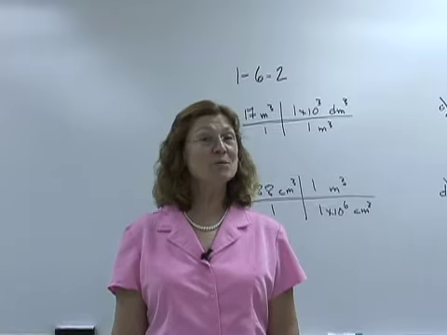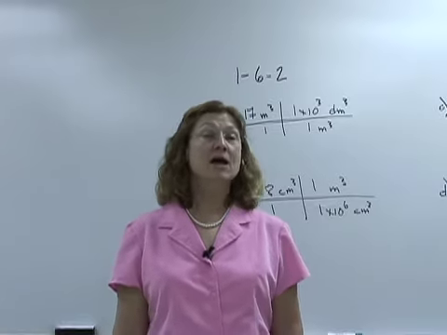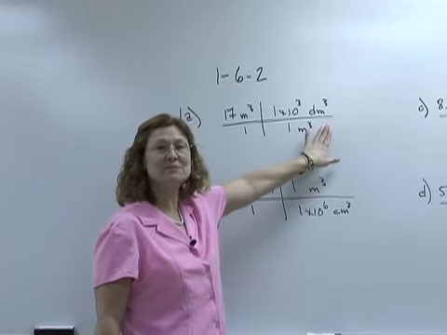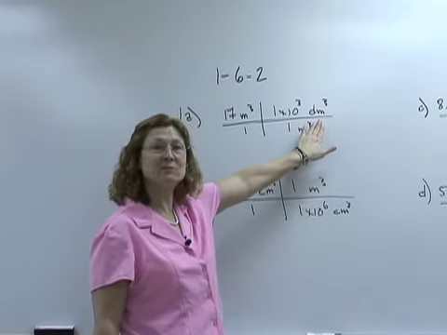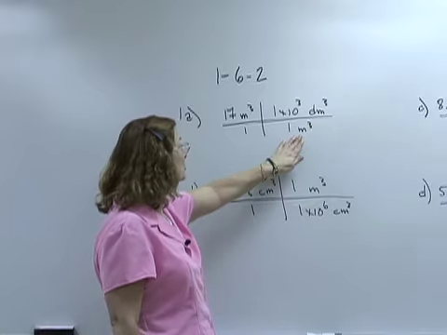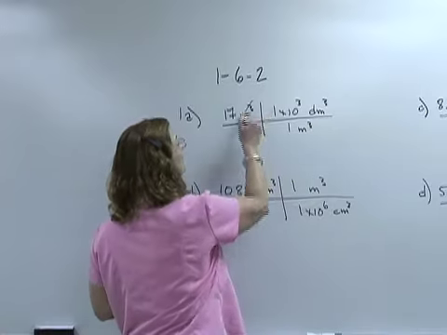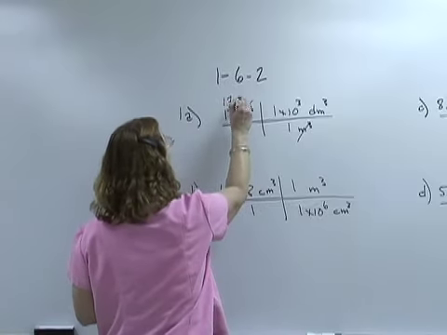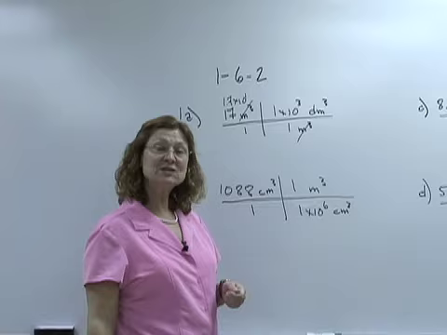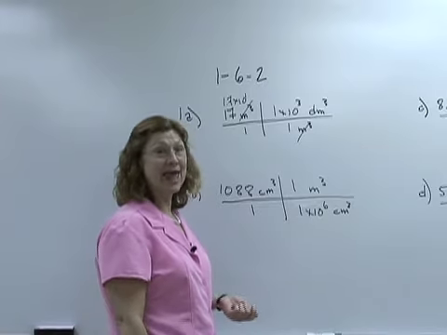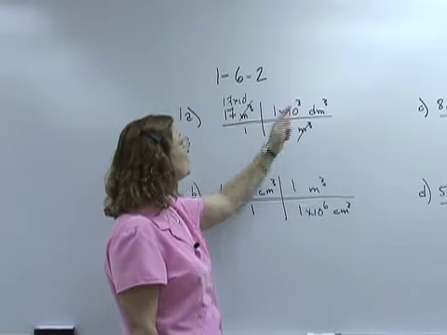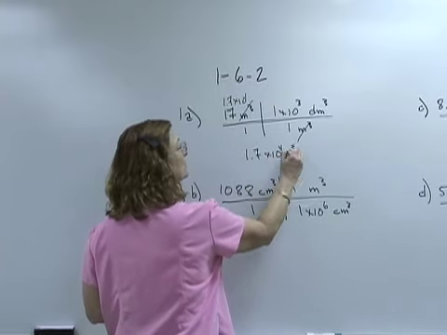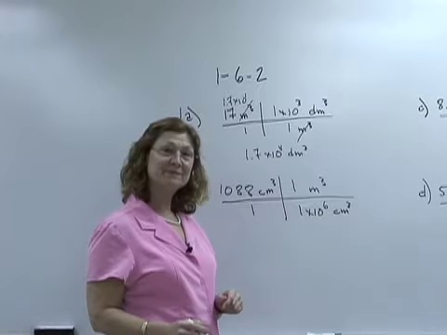Number 1 is more practice on conversion factors. So in A, we have meters cubed, and I'm going to decimeters cubed. So decimeters cubed have to be in the top, and meters cubed in the bottom, so that they cancel. Now 17 is the same as 1.7 times 10 to the 1. And when exponents are in the top, then I add them. 1 plus 3 is 4. The answer is 1.7 times 10 to the 4th decimeters cubed.